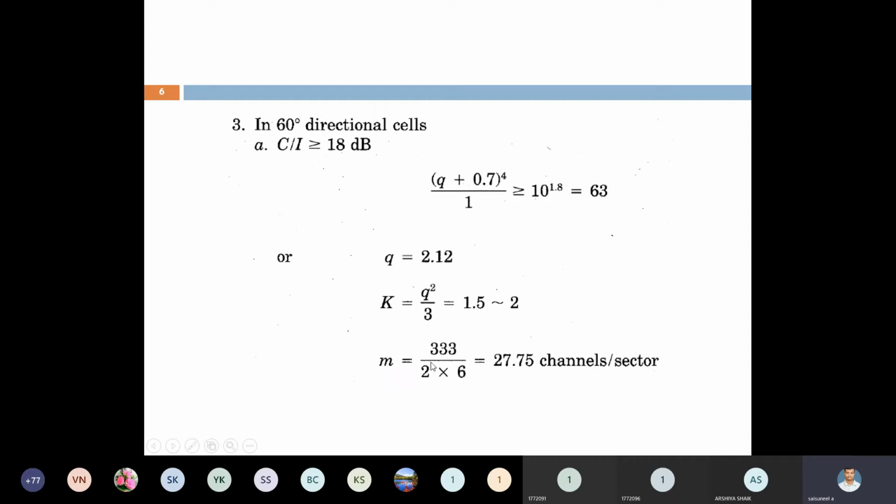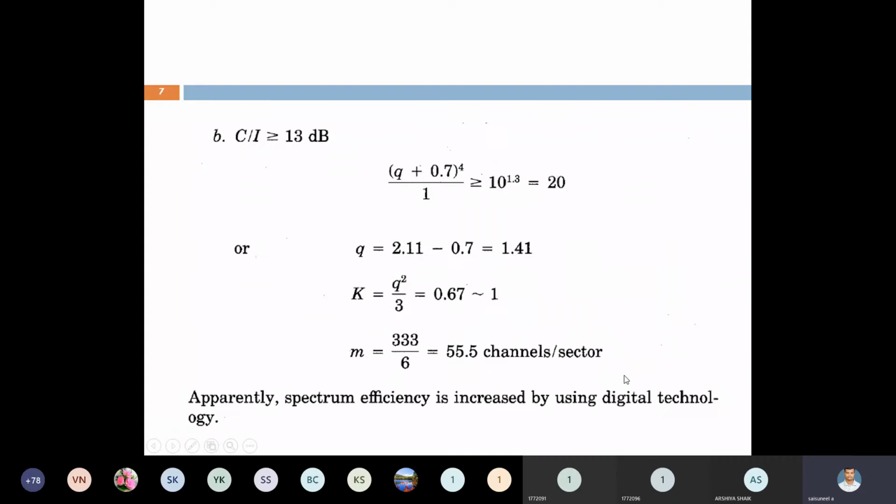Here, in the denominator, see this one, the K value is multiplied with 6. Why is it 6 here? 2 channels they are given, 2 into 6. That is 60-degree sectoring. Each cell can be divided into 6 parts. That's why the cells can be divided into 6 parts. That's why 333 divided by 2 into 6 is equal to 27.75 channels per sector.